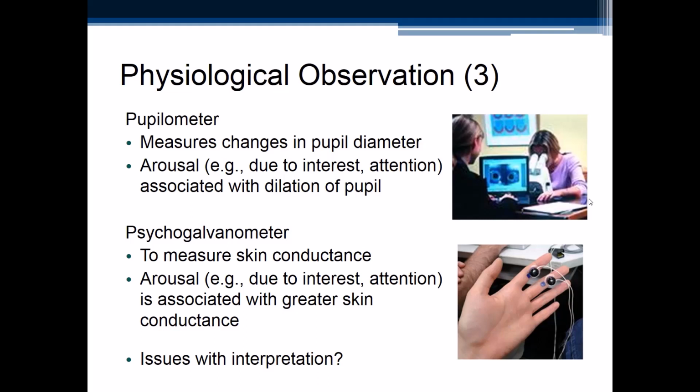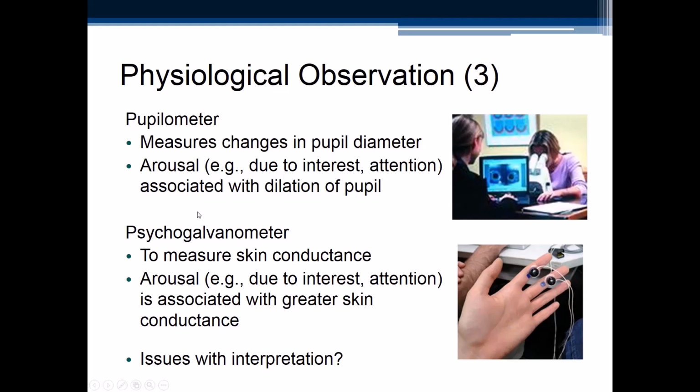So the dilation of the pupil indicates that someone is aroused in some way, or someone's attention has been piqued, or they're a little bit more interested in the content. The issue for the researcher, though, is that the researcher has to infer what that arousal or that interest is. Is it that the person is genuinely interested? Is it that they're fearful? Is it that they find what they're looking at humorous? What is that arousal due to?